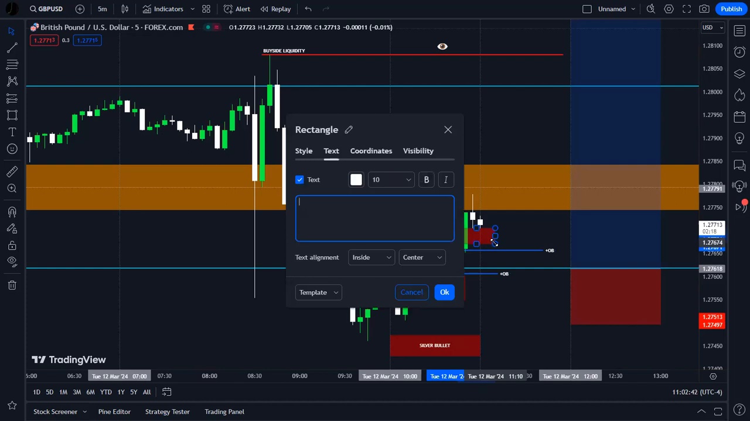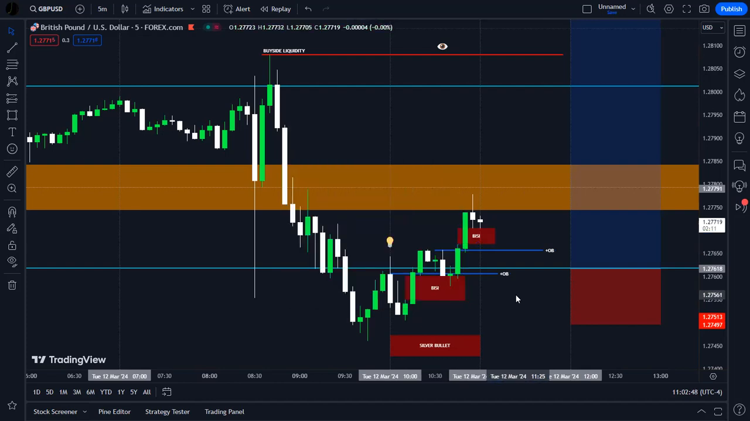So deep into this is a BISI. Buy side imbalance, sell side inefficiency. So the market should sell this to make it efficient, then expand. Okay, that's what it means.